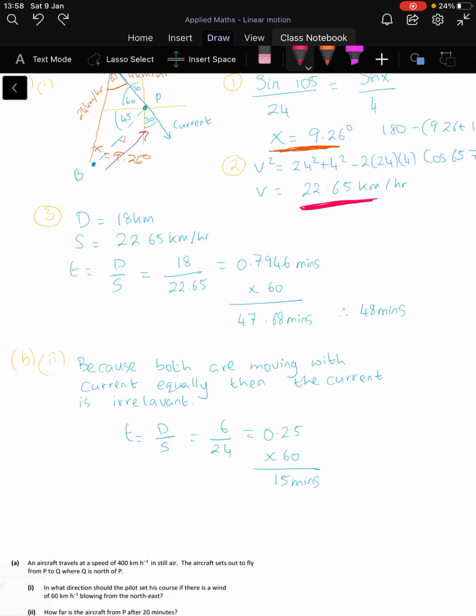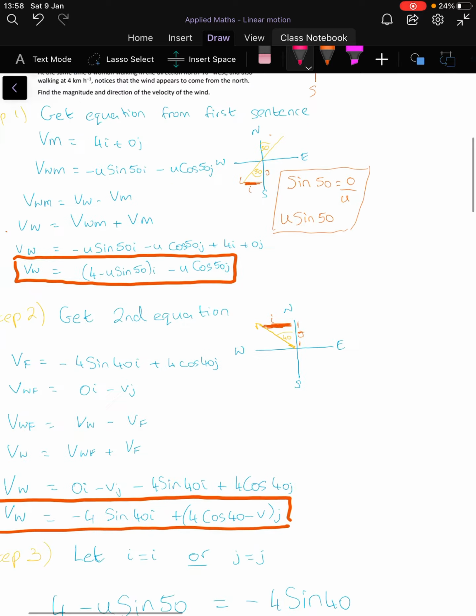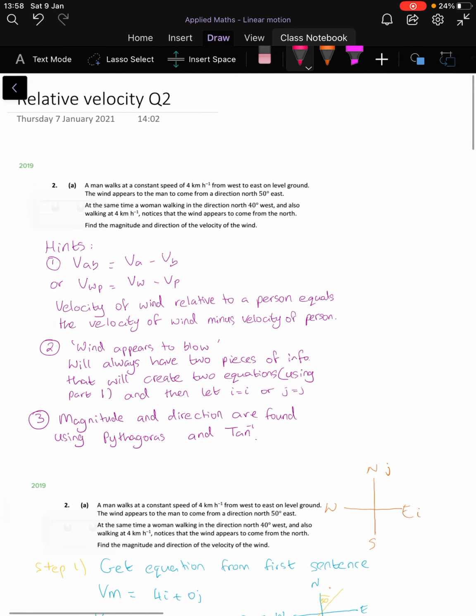So that's just distance, speed, and time. Time equals distance over speed. That's 6 kilometers over 24 kilometers an hour. That's 0.25. And again, I'm multiplying it by 60 to get it into minutes. That's a total of 15 minutes that it's going to take. And that's that question fully completed then. That's the 2019 question 2 for relative velocity.